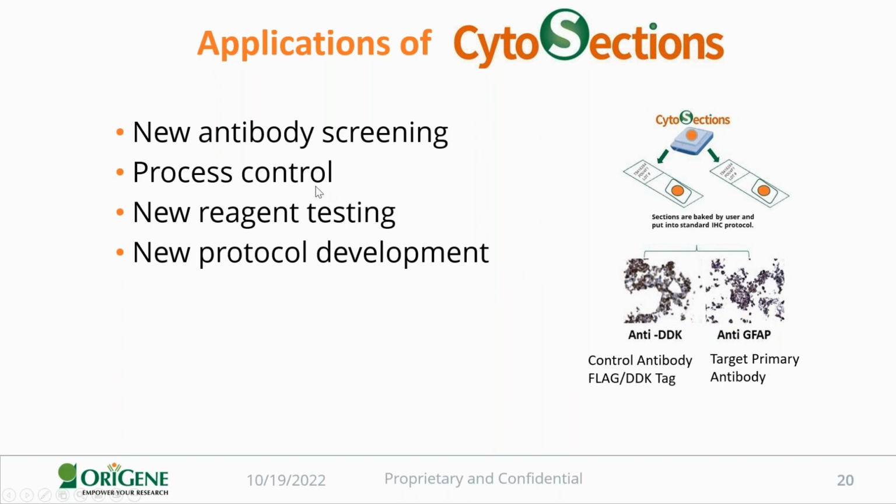CytoSections can also be used for process control. For example, if you're doing everyday staining and you don't want to use a tissue, then you can certainly use one of the CytoSections. New reagent testing, if you have new reagents in your lab and you want to test them, again, CytoSections are ideal controls. Or if you're developing a new protocol. In short, CytoSections help you not to use up your tissue, which is precious. Instead, this gives you a chance to use something else, validate it, and then use your precious tissue resources.